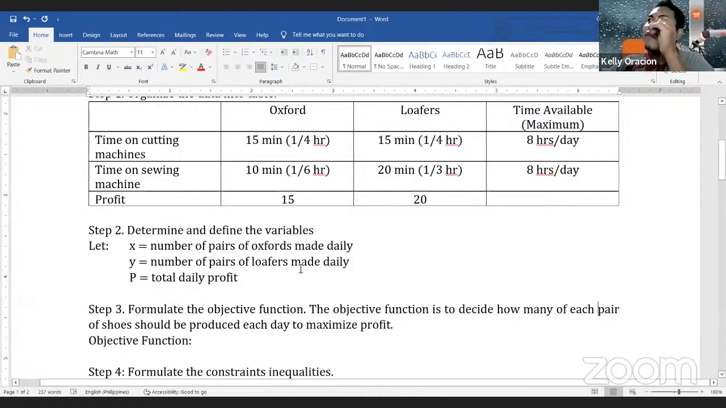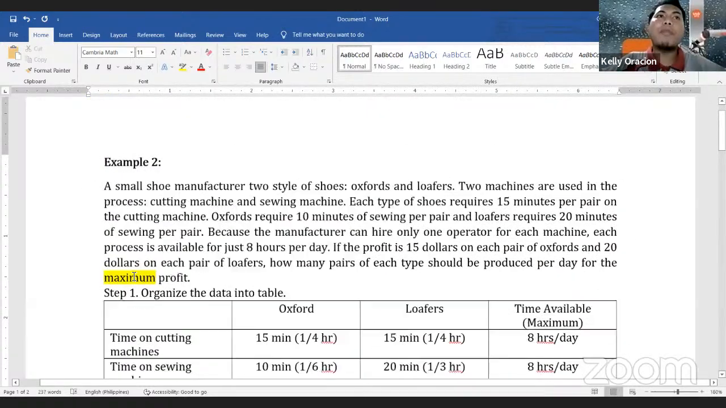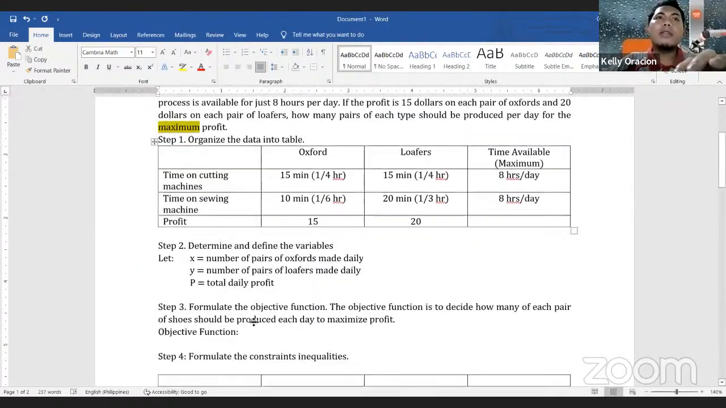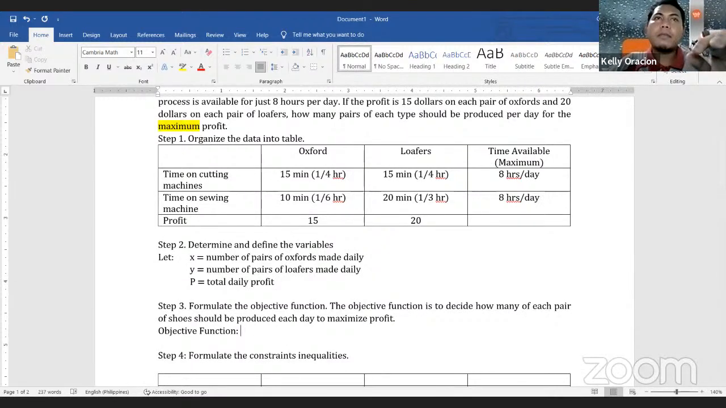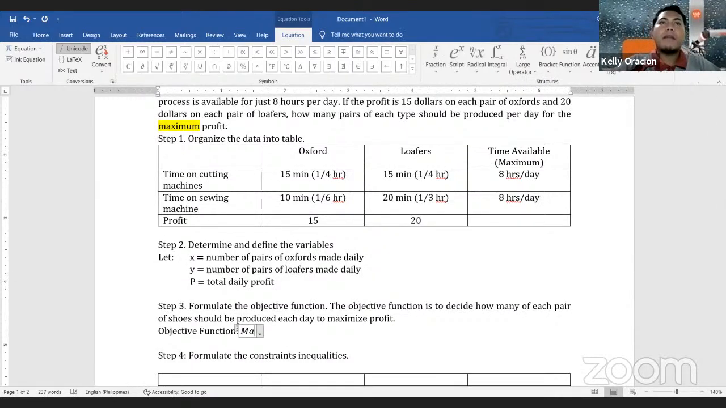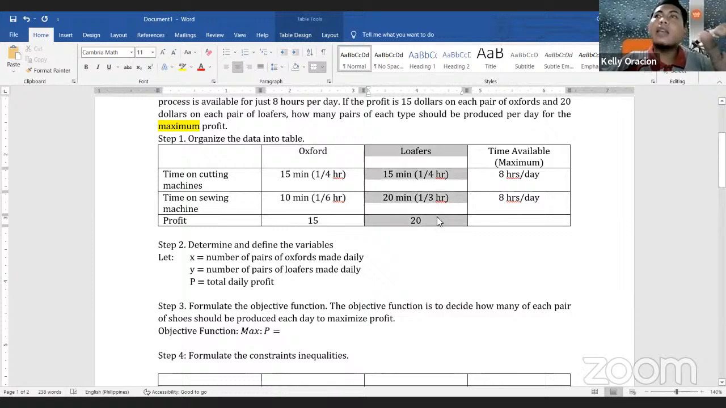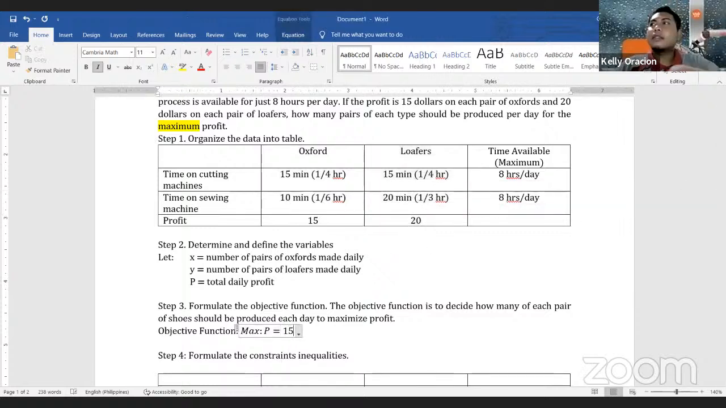So what's the objective function? Alam naman natin, take note, maximize, maximum profit tayo. It's maximize. Then our profit P is equal to, di ba ito yung X natin, X is si Oxford, loafers is si Y. So you have 15X plus 20Y. Okay? And then after that, let's proceed to step 4.